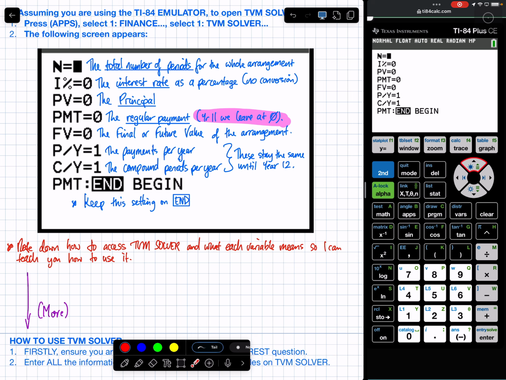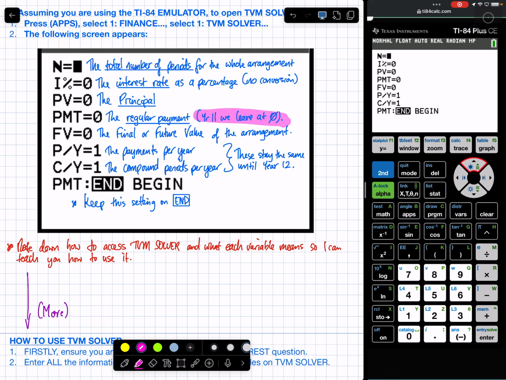How many months are there in a year? 12. Good. So you need to think about this one. If I'm paying every day, my PY would be 365. If I was paying once a year, PY would be 1. And CY stands for the compounding periods per year.